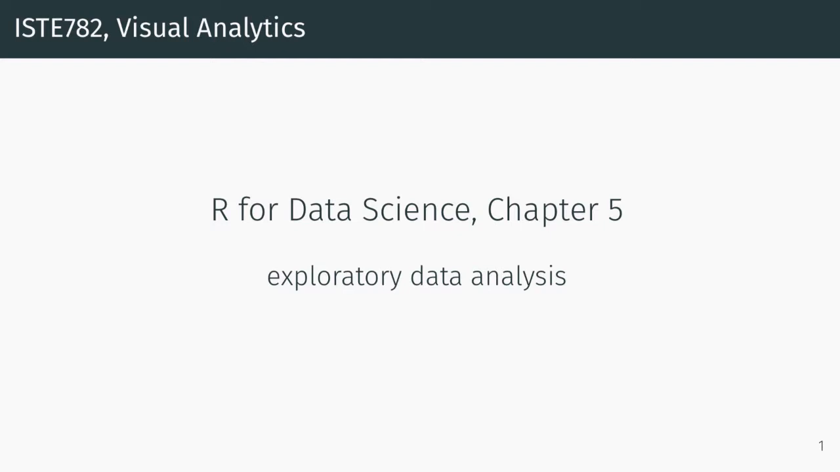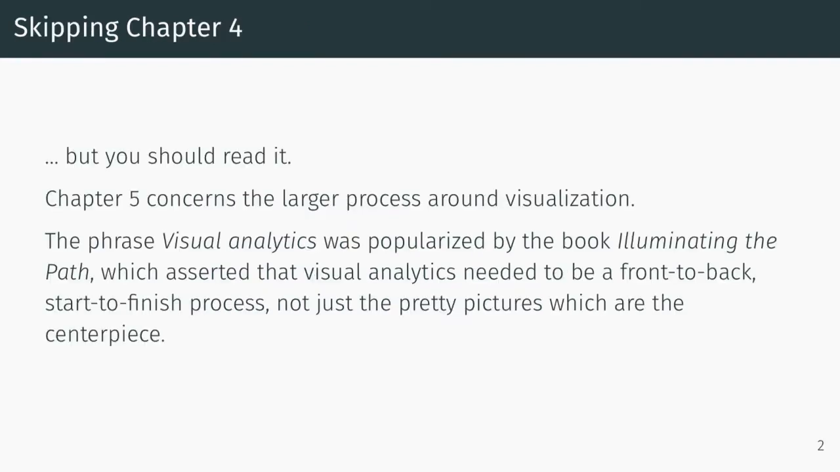ISTE 782 Visual Analytics. I'd like to cover Chapter 5, or at least the highlights of Chapter 5 of our textbook, R for Data Science. This chapter is on exploratory data analysis, which is a very important and pervasive subject, and we're going to take kind of a slice of that subject here. And by the way, we're skipping chapter 4 of the textbook. You should read it. We're going to skip quite a few of the chapters as we go on.